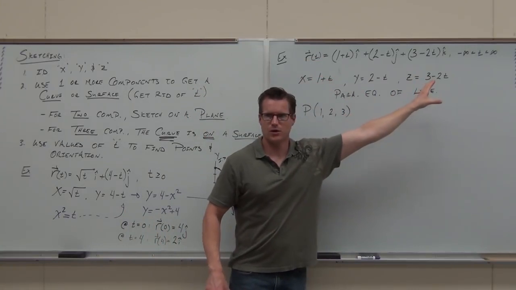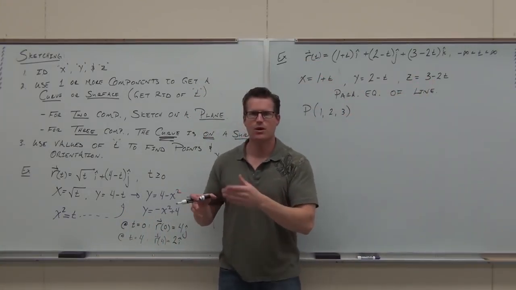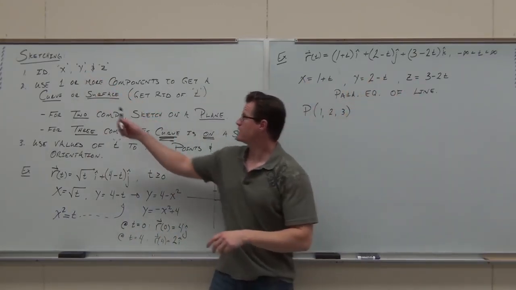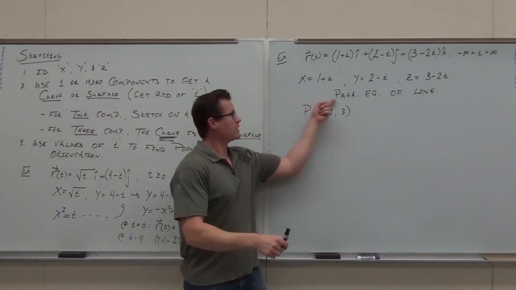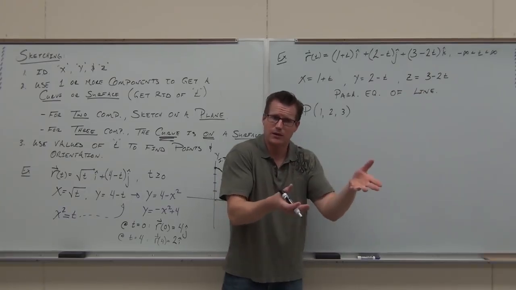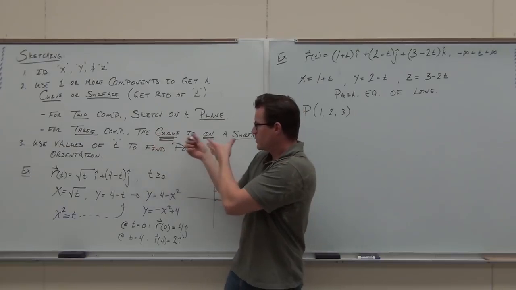We're done. You already got the line. You know this thing is a line. Does that make sense to you? So we said, hey, can you identify x, y, and z? Yes. Here's x, here's y, here's z. Can you use one or more components to identify a curve or surface? Yes. Here's the surface. Here's the curve. It's literally a line. I know we have a line. We know it's a line.